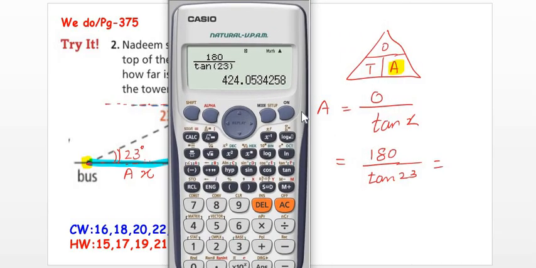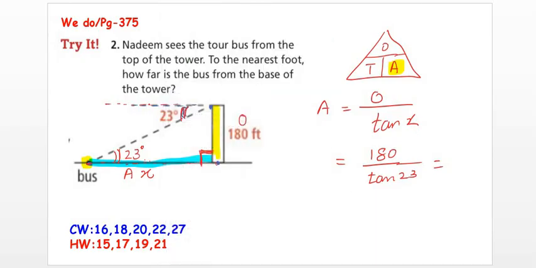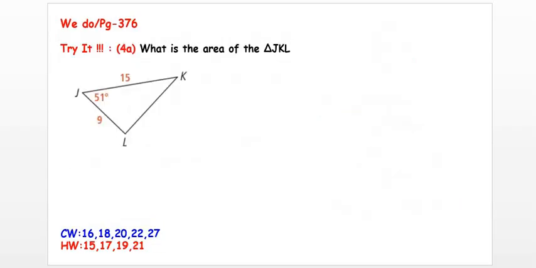Clear? Now let's say if a student does not want to write like this, what is the other way to write the same information? So it is 180 divided by, because this is division, right? Tan 23, close the bracket, and it will give you the answer. So the answer is becoming 424. Clear? So here is the answer. It's x equals 424 feet. Let's solve some more examples.